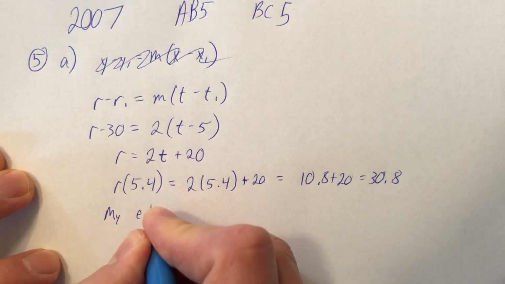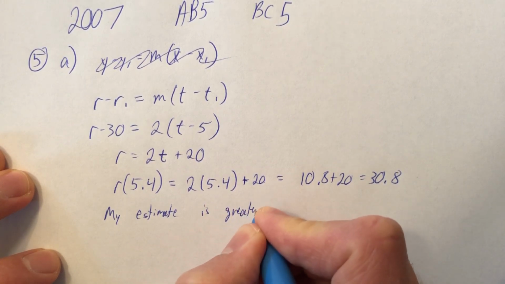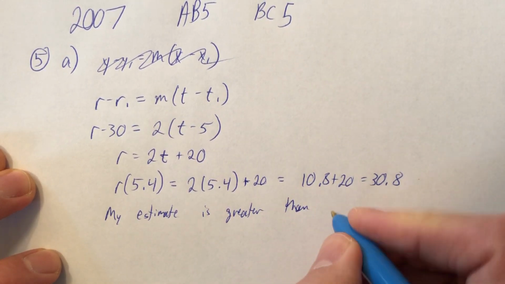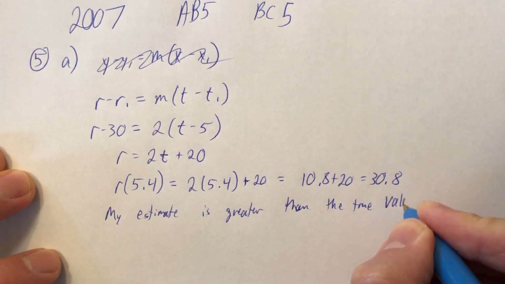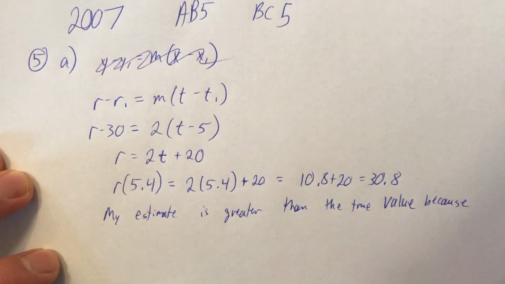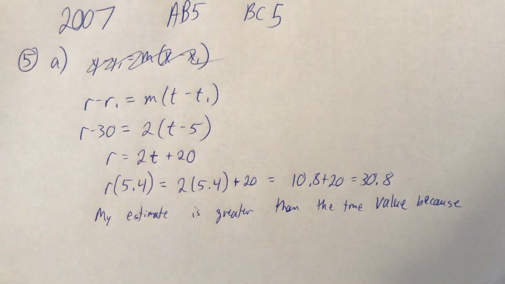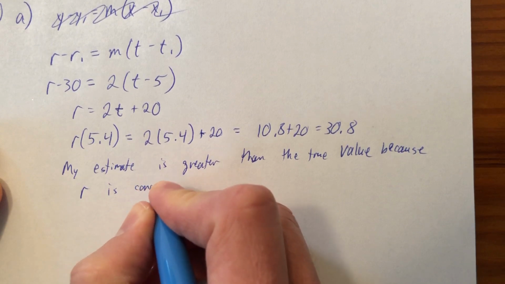My estimate is greater than the true value. And why? Because it is concave down. Now, I just said it. Don't use the word "it" when you're doing this. They don't know what it is. What's concave down? R prime, R double prime. Well, R is concave down. So R is concave down.